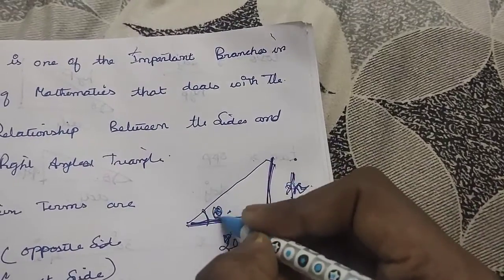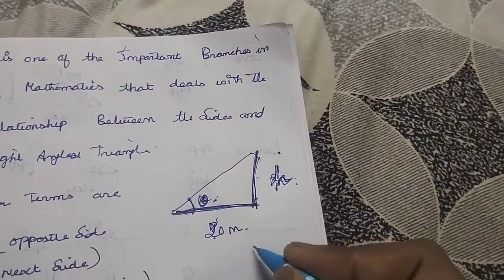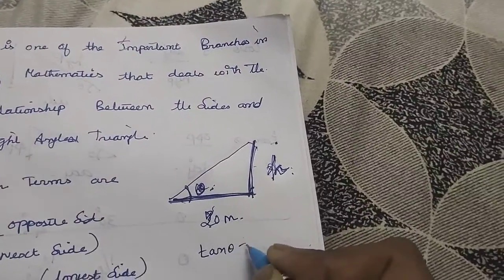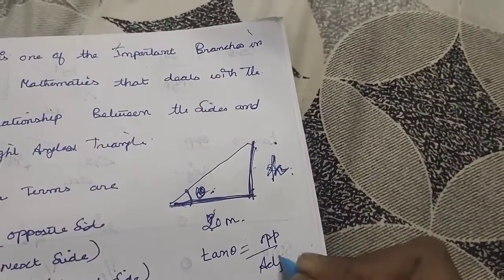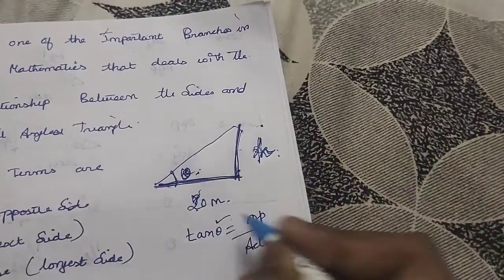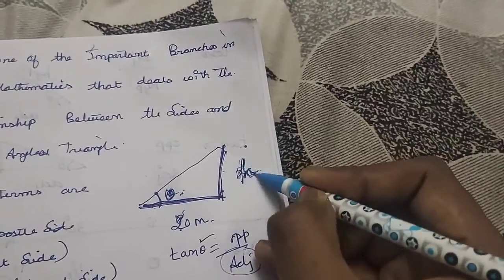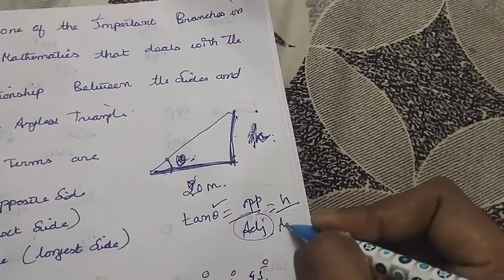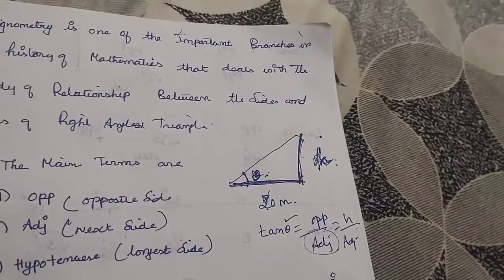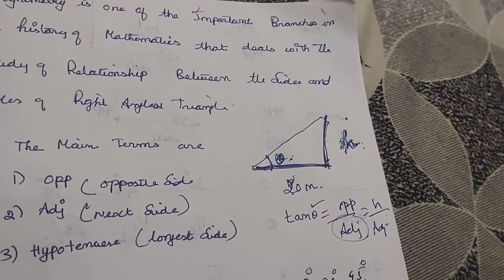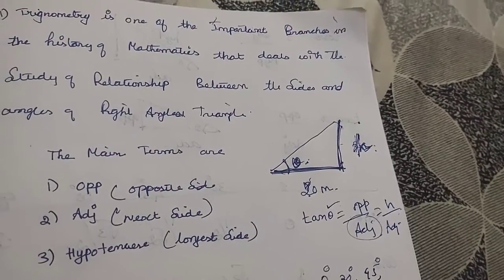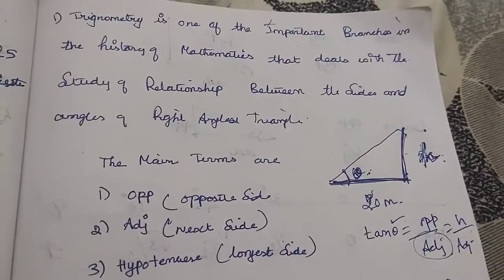For the angle, we use the formula tan theta. Tan theta is equal to opposite by adjacent. We know the value of the angle and we know the value of the adjacent side. By using this we can calculate h, since tan theta equals h divided by adjacent. For this purpose only trigonometry is very useful for us. As per the explanation, for this purpose mainly we use trigonometry.